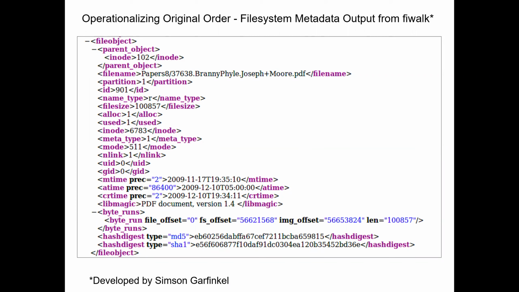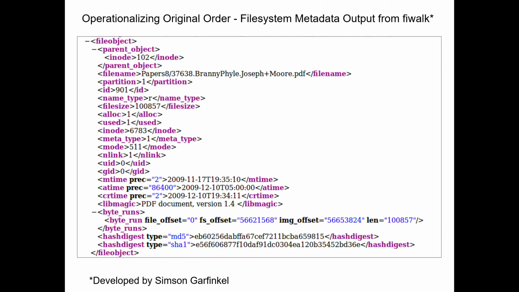When you run these tools in their default settings against a disk, the FileWalk tool will go through and identify every file and directory, whether that's a deleted directory entry or one that's been allocated so it has a live file associated with it, and output a variety of these metadata elements.